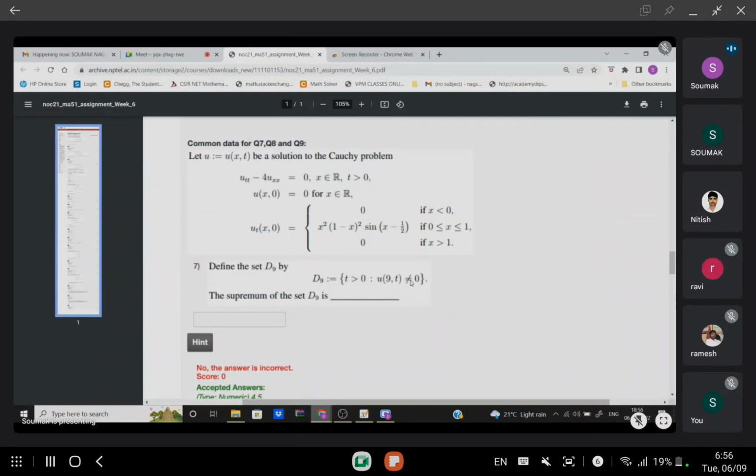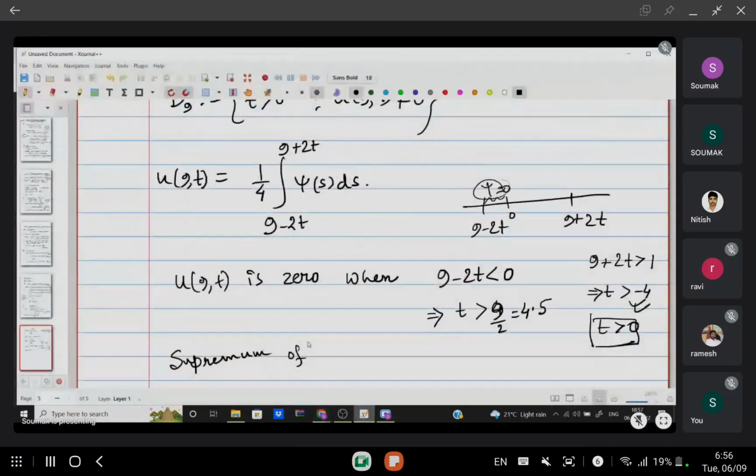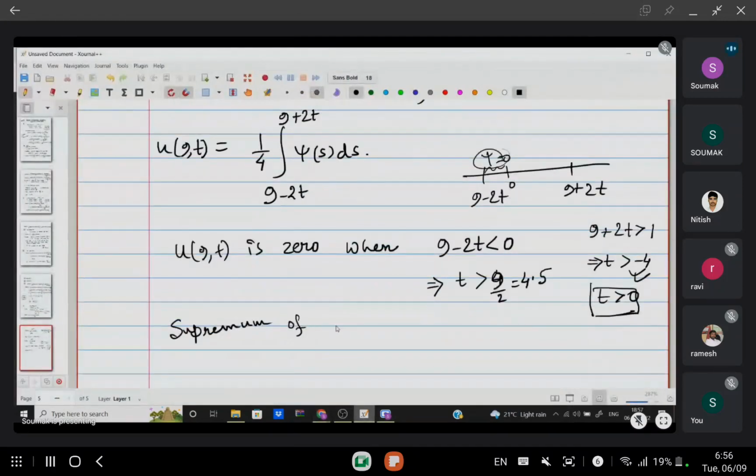Then the converse, I will take the reverse part only. So it is 0 whenever t is greater than 4.5. So what is the maximum time when it is non-zero? So the supremum of this set, t such that u(9, t) is non-zero. So what will be that?